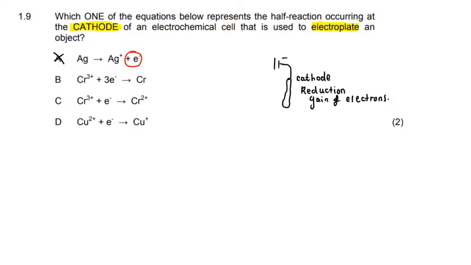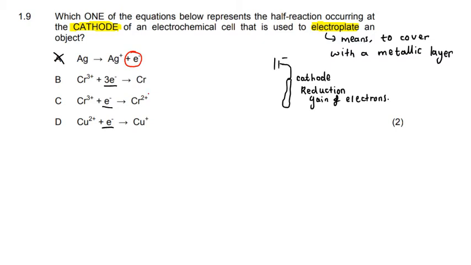Right? So there you see a gain of electrons, gain of electrons, gain of electrons. Okay, so now we need to think a little bit more. To electroplate means to cover with a metallic layer. Now, this is what is going to cause these other equations to disappear.